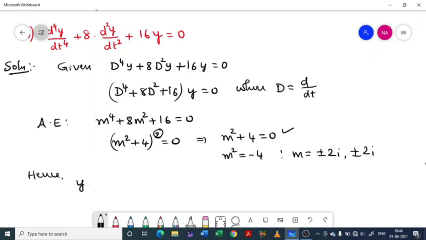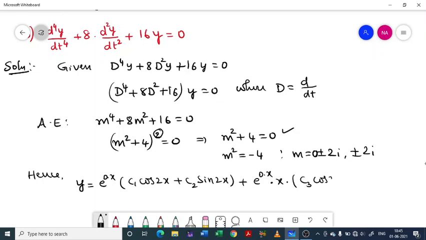Hence y equal to, say complex root, real part is 0 and it is repetitive, e power 0 into x times c1 cos imaginary part x plus c2 sin imaginary part x, plus e power 0 into x again, and it is repetitive, so it should be multiplied by x, into c3 cos 2x plus c4 sin 2x. So that is the solution of problem B.